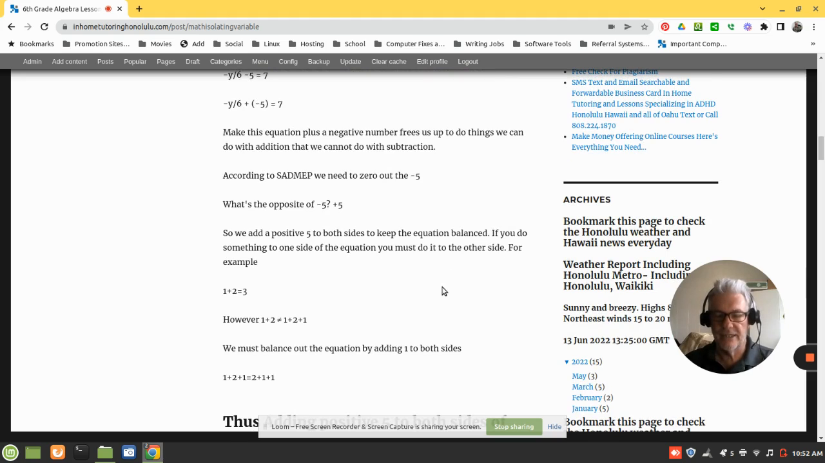Okay, you can take 5 minus 4, but you can't switch it around. You can't take 4 minus 5, but you can take 5 plus negative 4 and then switch that around to negative 4 plus 5 and get the same answer. Understand? Okay. All right.